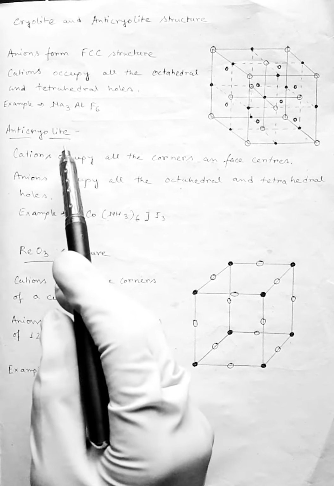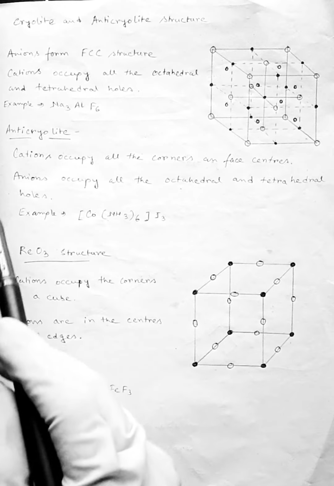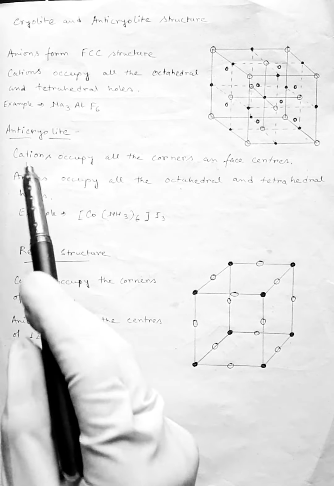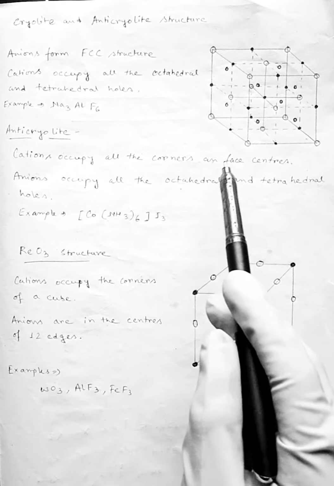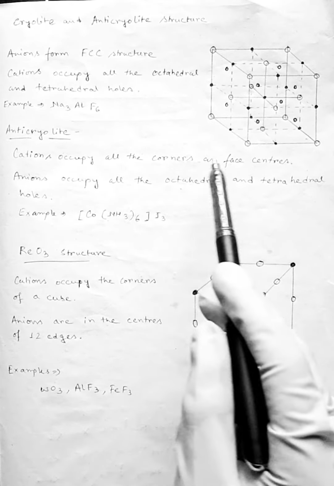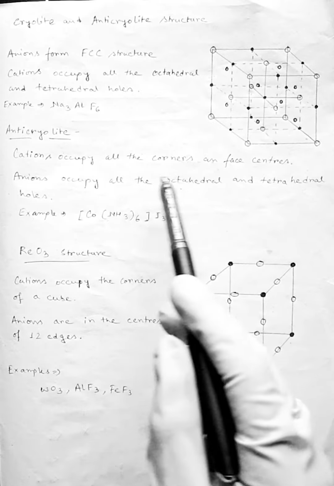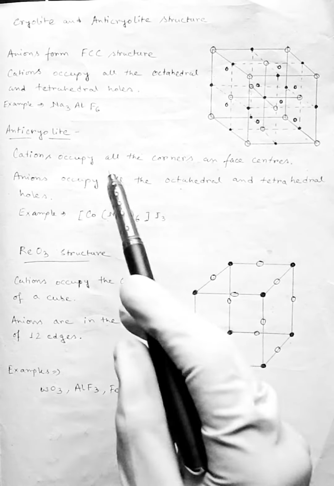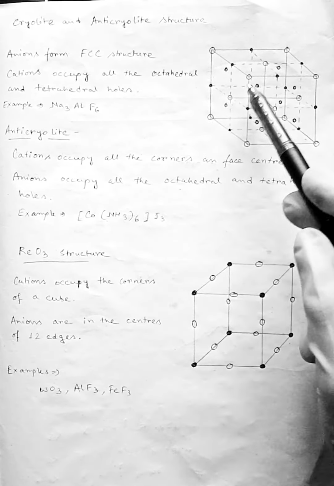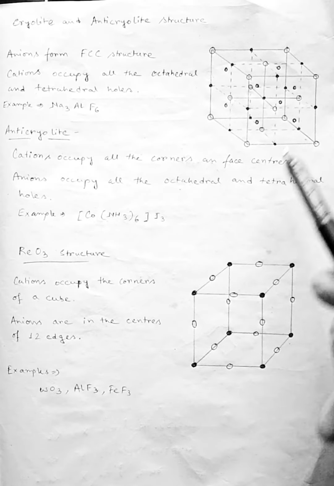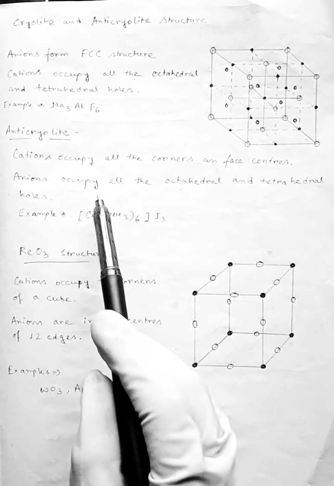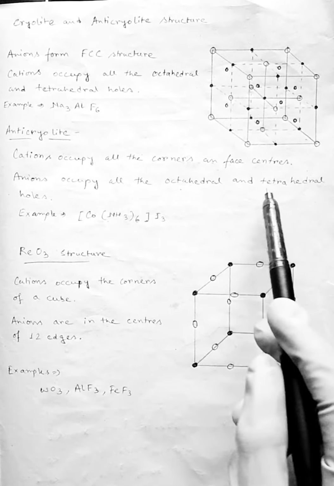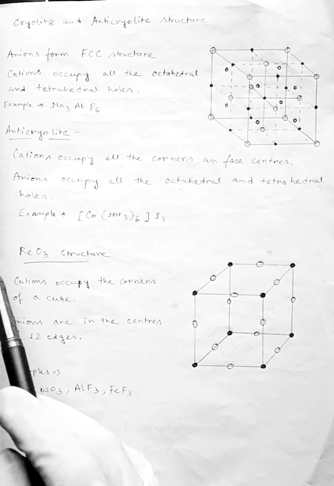Now anticryolite structure. In case of anticryolite structure, the cations occupy all the corners and face centers and form FCC structure. That means all these 8 corners and the 6 face centers are occupied by cations. And anions occupy all the octahedral and tetrahedral holes.